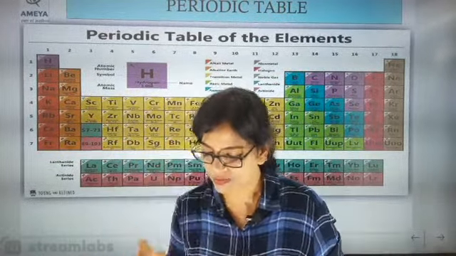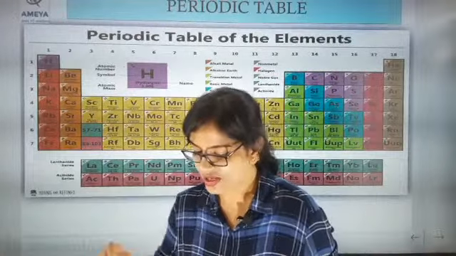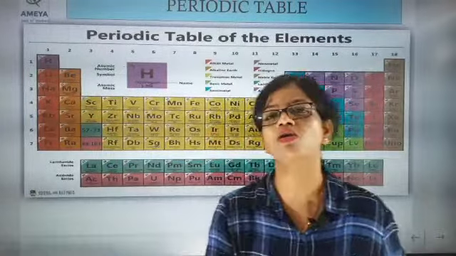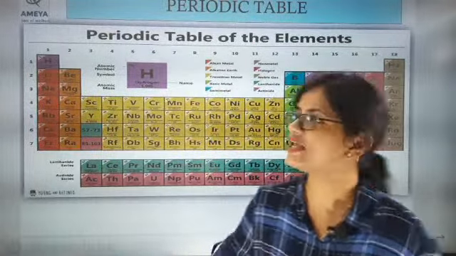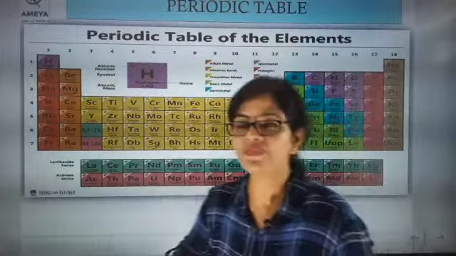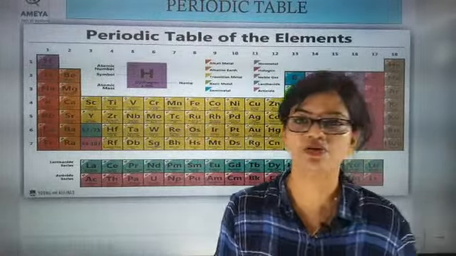Because of that, the third orbit has a total capacity of 18 electrons. Third orbit, how much capacity is there? The electron capacity of the third orbit is 18. Then you will say, aunty, in the third orbit only 8 electrons are there. But the third orbit's total capacity is 18 electrons.